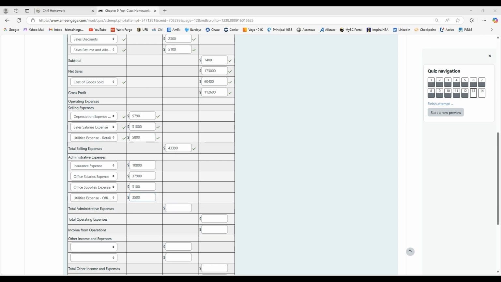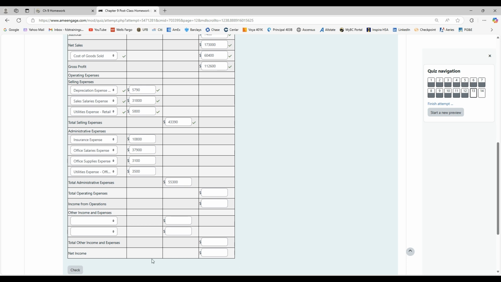So if we add all those together, $55,300. Let's just check ourselves, make sure we didn't do any typos or anything. Okay. So then we get the $43,390 selling expense, $55,300 admin, add those together, we get $98,690 of total operating expenses.